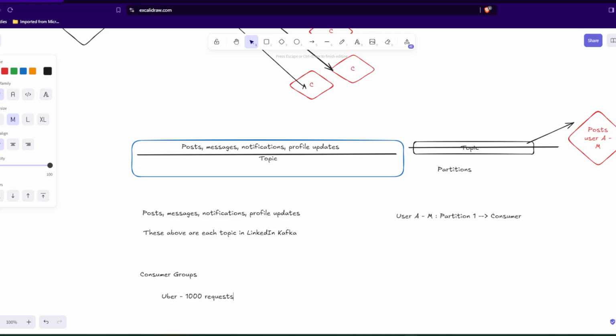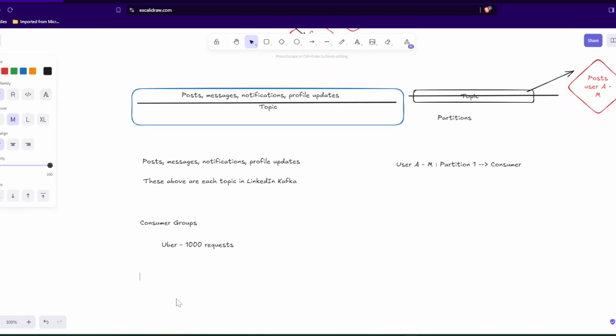Now there is a critical constraint. Only one consumer per partition per group. If two consumers of the same group read from the same partition, that will be breaking the order. So again, I will write it for you. If two consumers in the same group read from the same partition, then it will break the order guarantee.